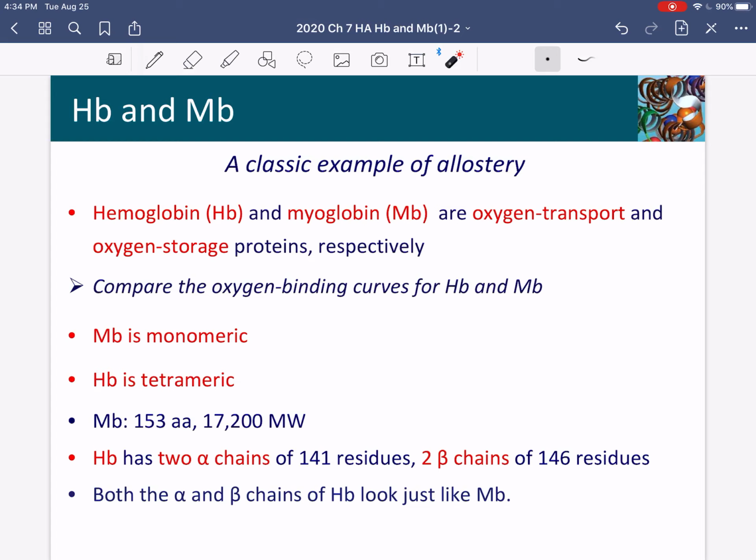All right, so this slide is going to focus on the difference in the functions of these proteins. So they both bind oxygen, but the job of hemoglobin is to transport oxygen. It's going to bind it in the lung artery interface and transport it and release it in the tissues, whereas myoglobin's job is to store oxygen in the muscles for fight or flight.